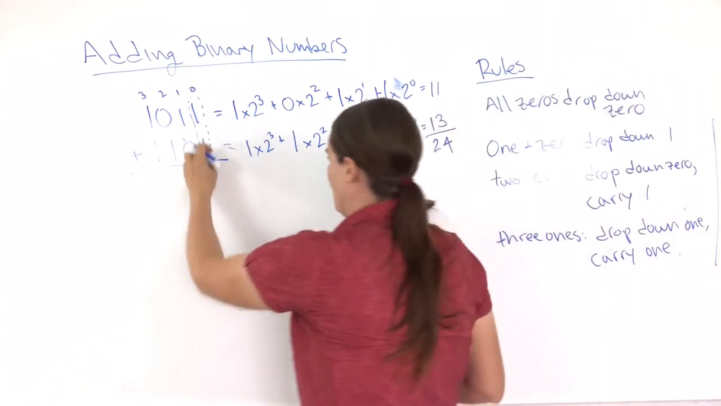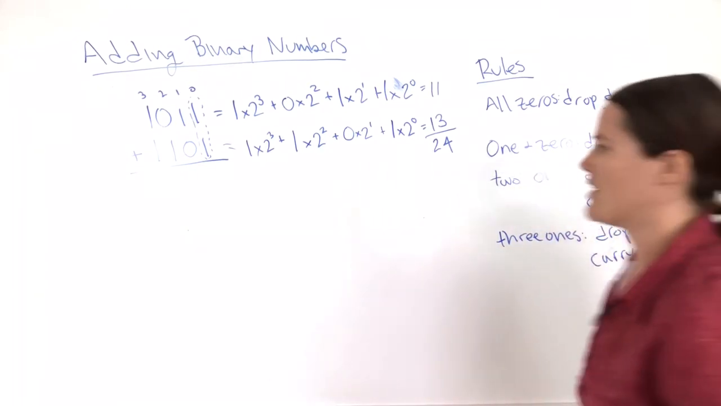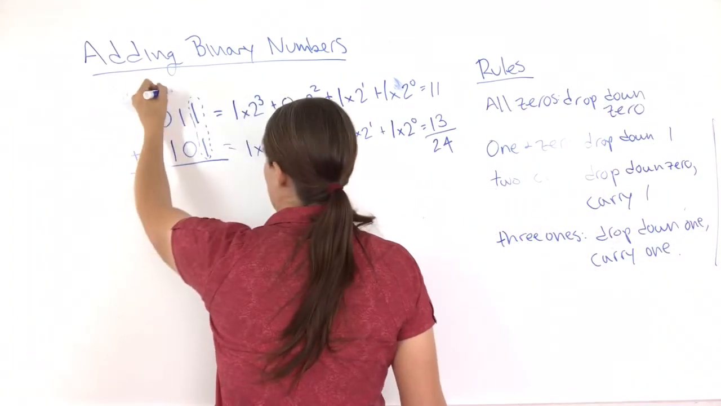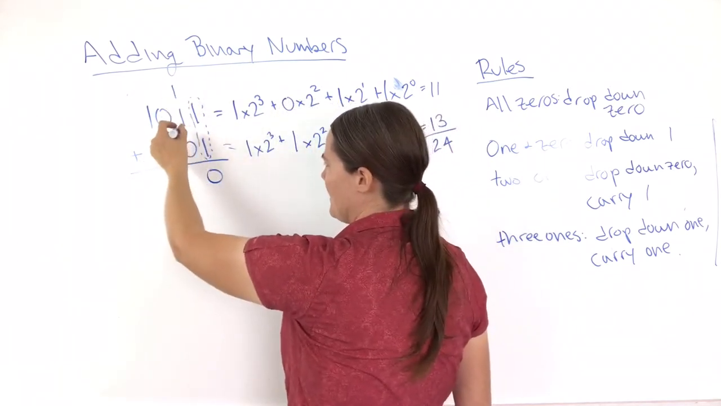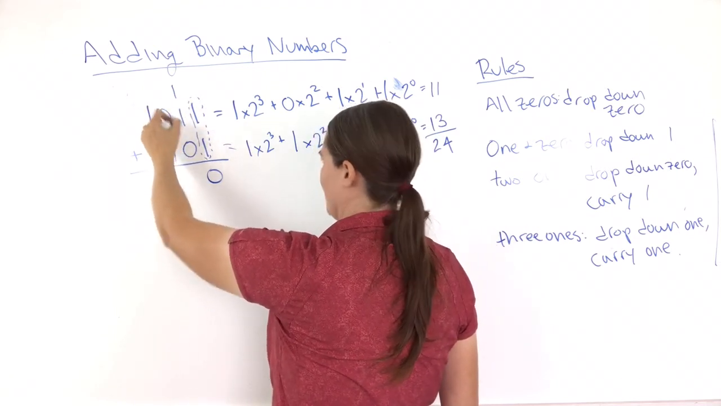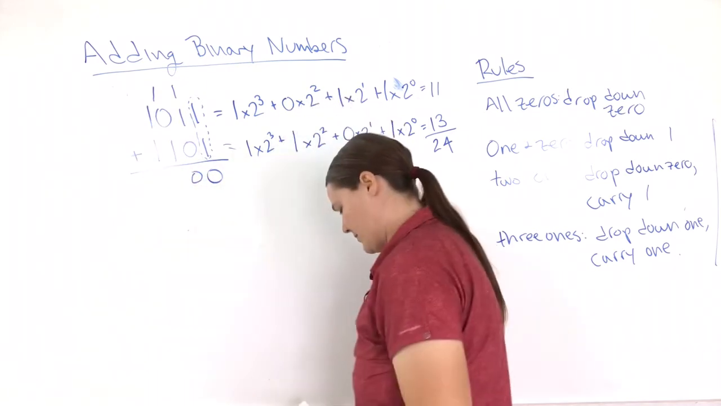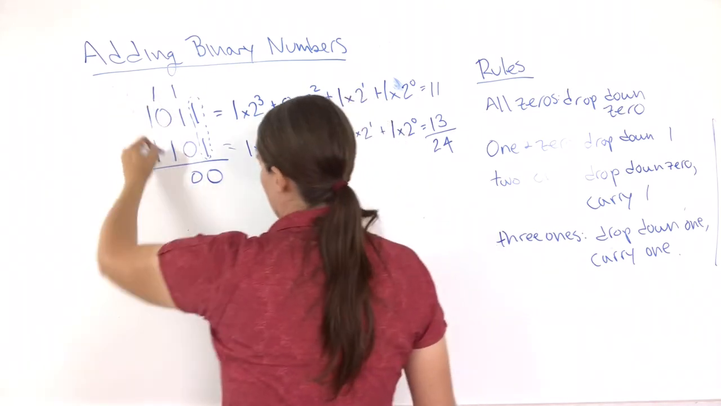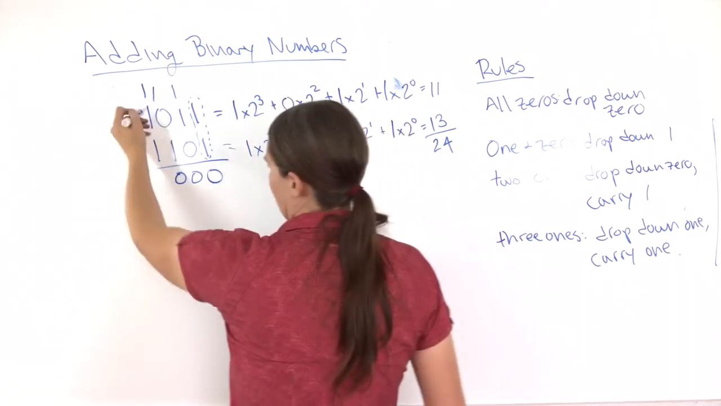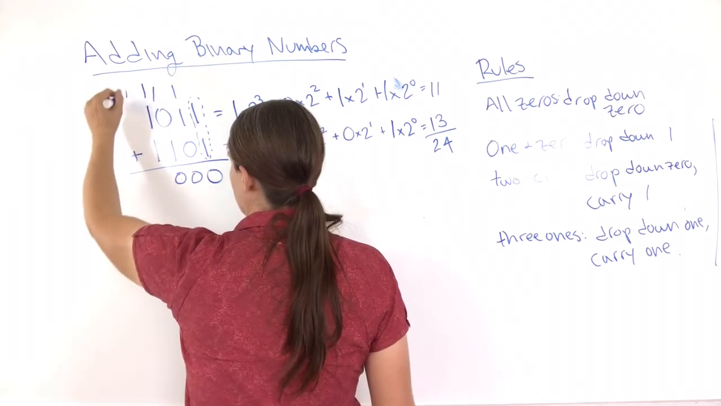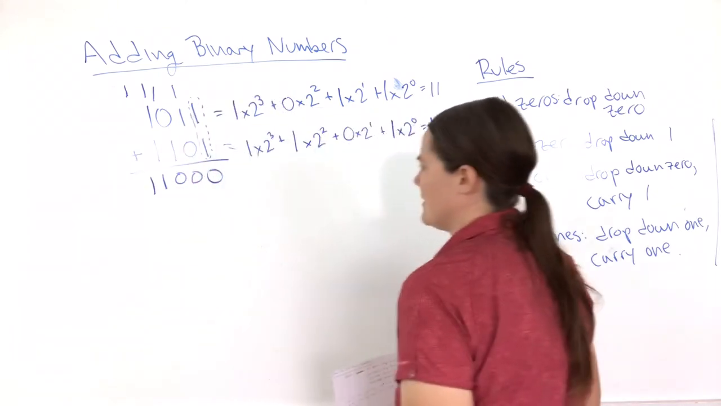So we have a 1 and a 1. So going to the rules, if we have 2 1s, we drop down a 0 and carry 1. So that means that for this first one, we have a 1 here, 0 here. So we've dropped down a 0, carried a 1. Now we have 1 1, so we carry a 1, drop down a 0. And then we have 1 1 again, so we carry a 1, drop down a 0. So we have 3 1s here, so we carry a 1, drop down a 1, and then we drop down another 1.